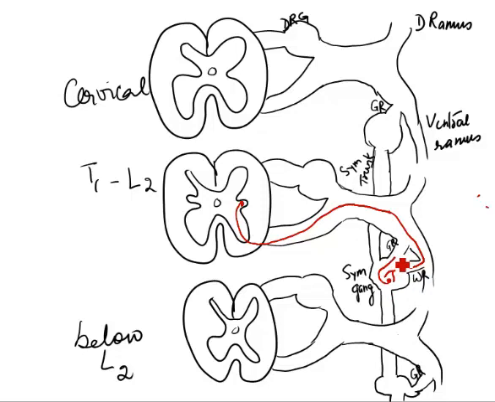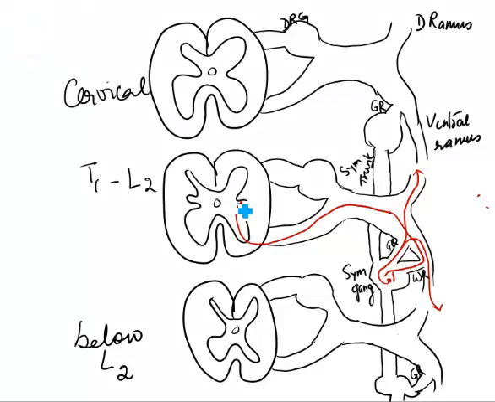It exits through the gray ramus and then passes out into the dorsal ramus, and some fibers will pass out into the ventral ramus to their destination. Now let's look at some other neurons, what they can do. Now I'm going to use a different color.